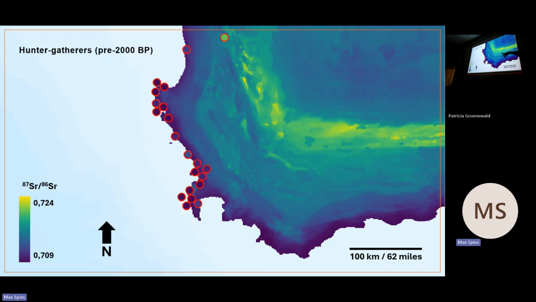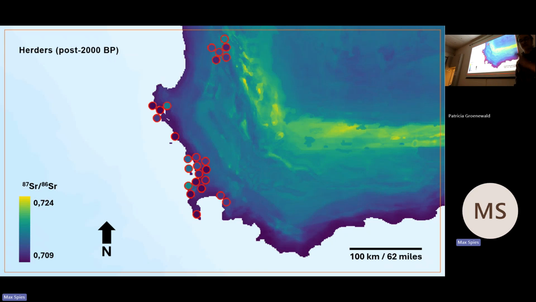And most of them were along the coast, but even the individual on the top, the light green individual, was found in the mountains there and has a much more terrestrial signal. So basically, people have values that map closely to where they were found.